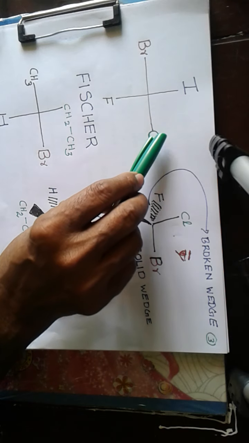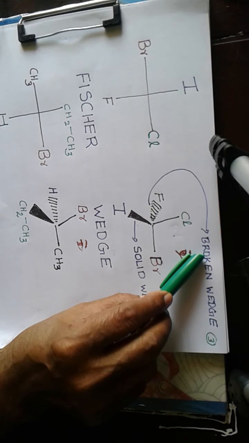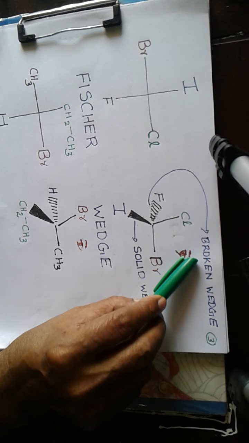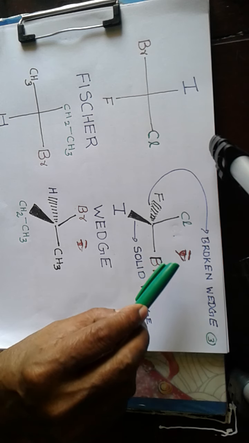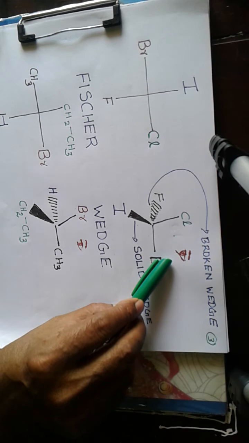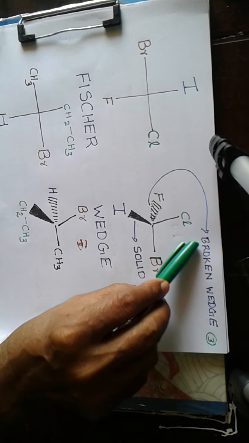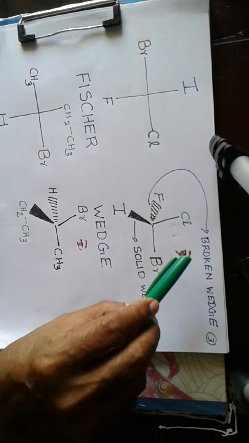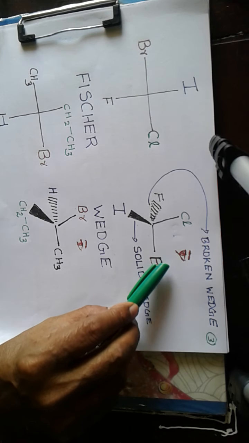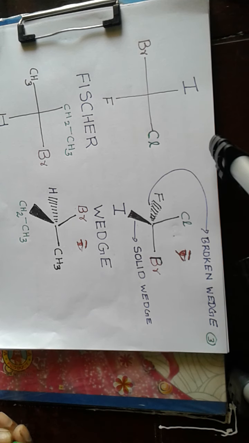Then chlorine, which is on the right hand side, is drawn like this. Now suppose an observer is here looking at this chlorine and bromine. Bromine comes on his left hand side and chlorine comes on his right hand side. Suppose a man is standing here and he is looking, then bromine comes on his left hand side and chlorine comes on his right hand side.